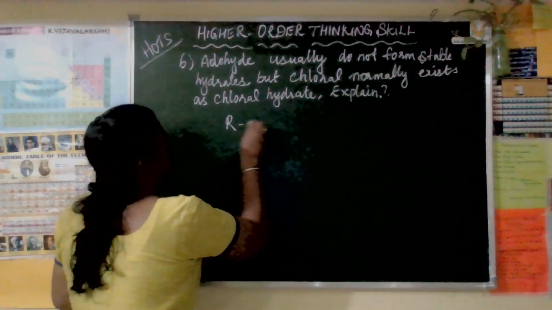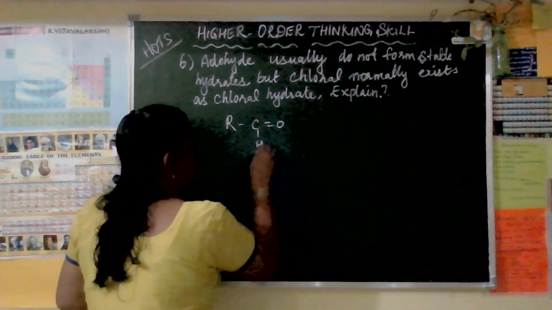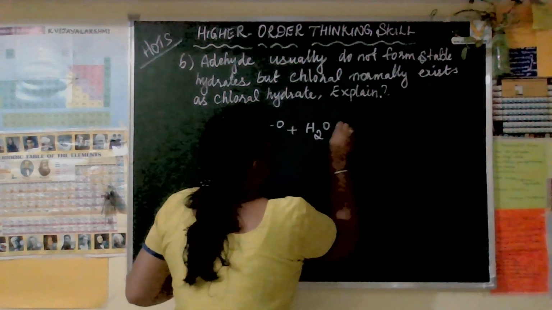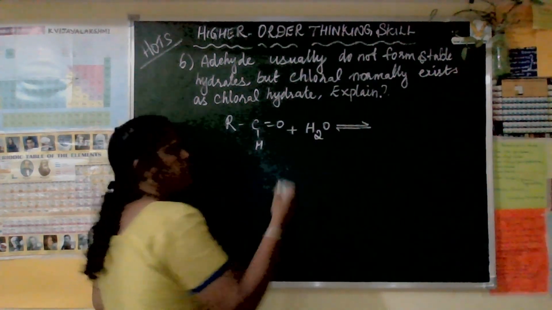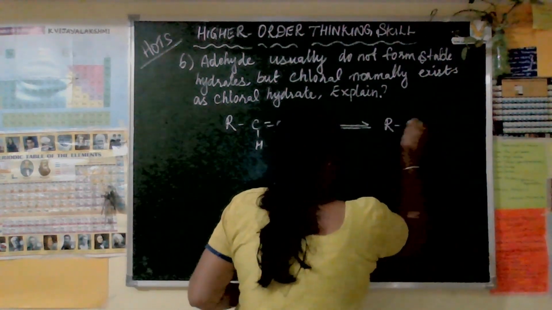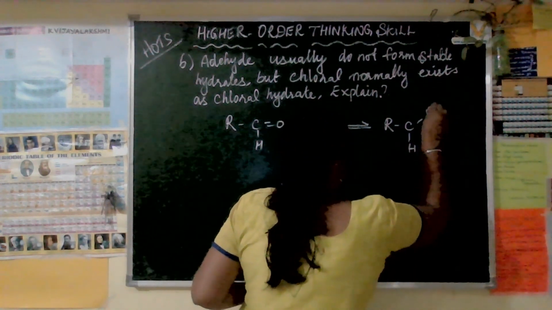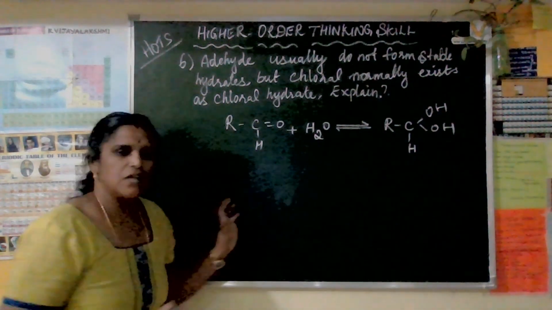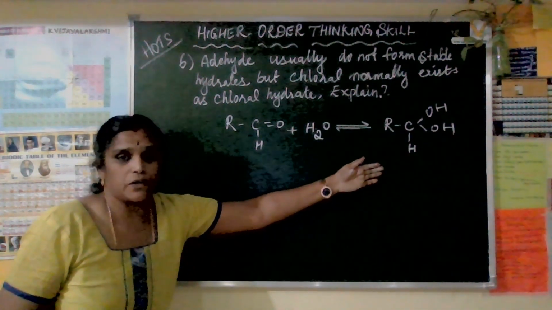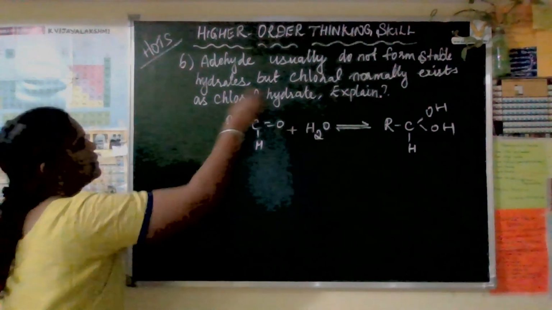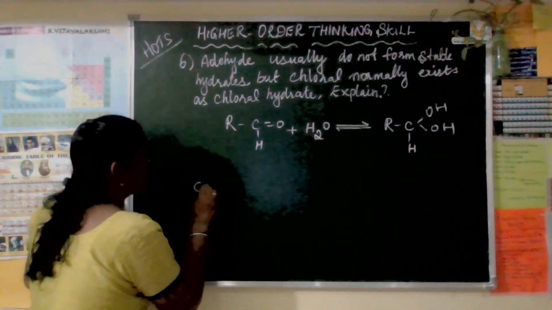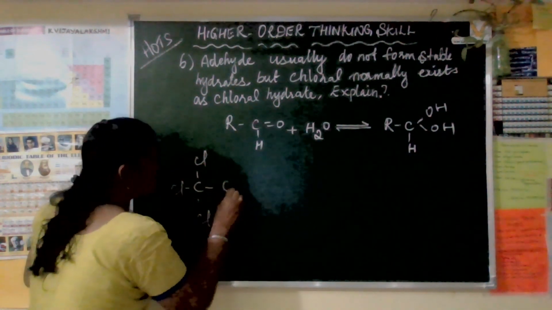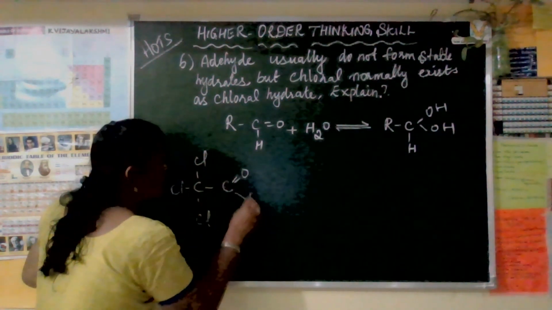So RCHO, the aldehyde, combined with water, you are getting, it's a reversible reaction only, R C with H, OH, OH. Again it comes back to the original position only. It's an unstable product. Okay. Now the next one, whereas chloral is CCl3, C double bond O, H.